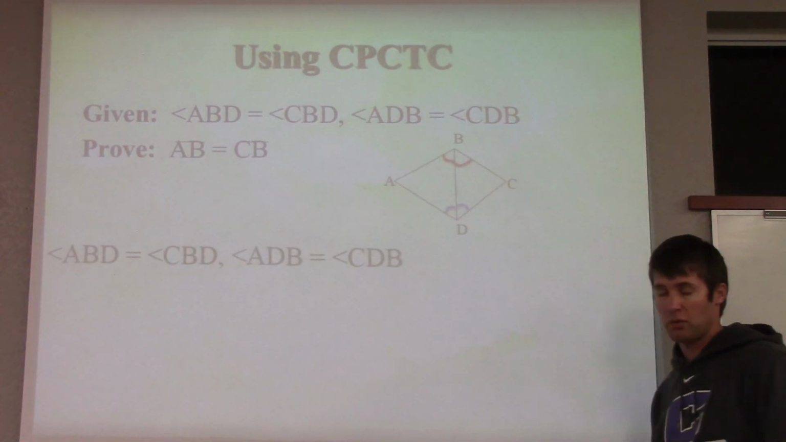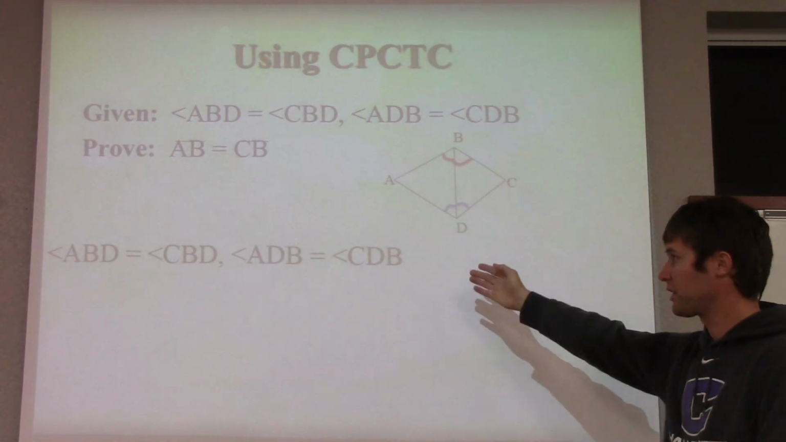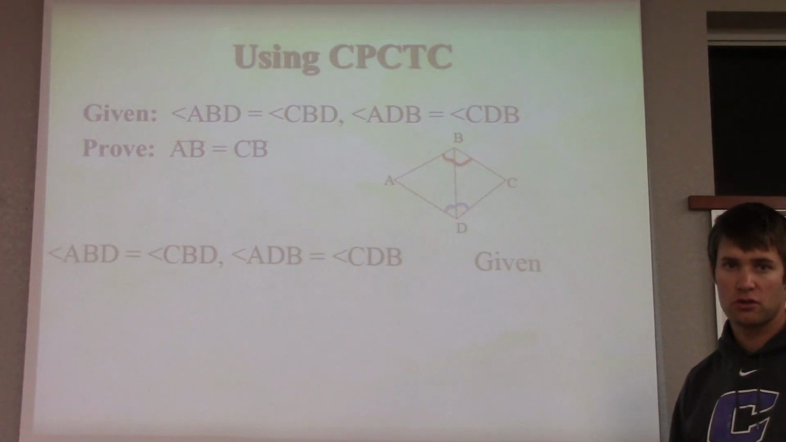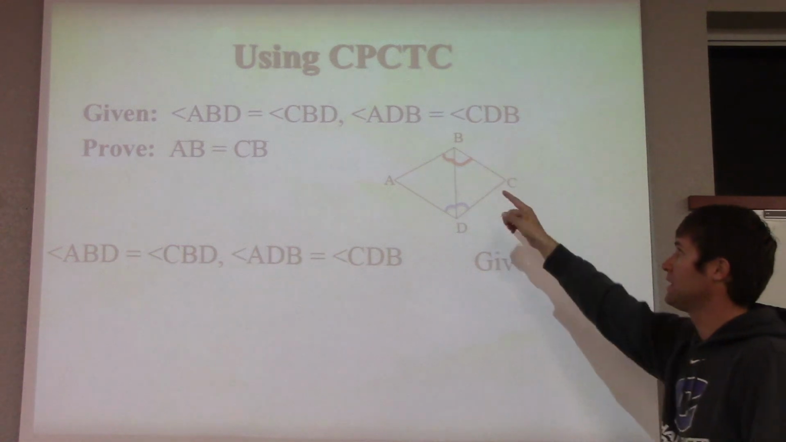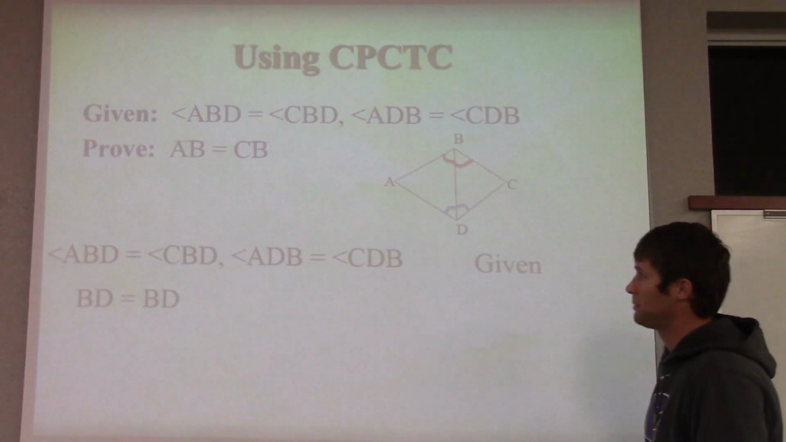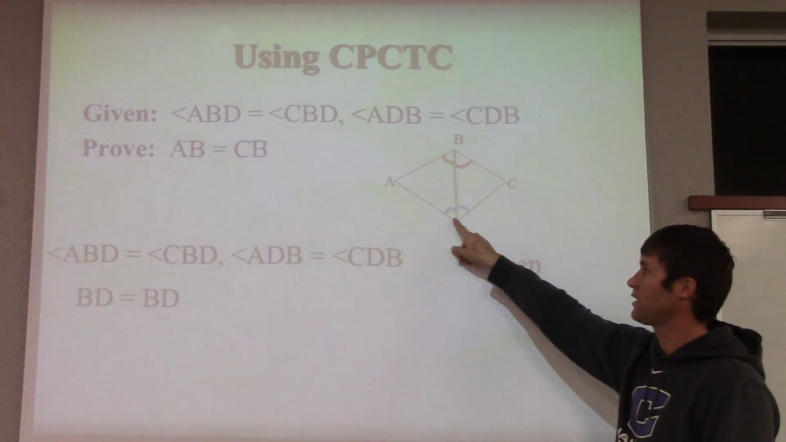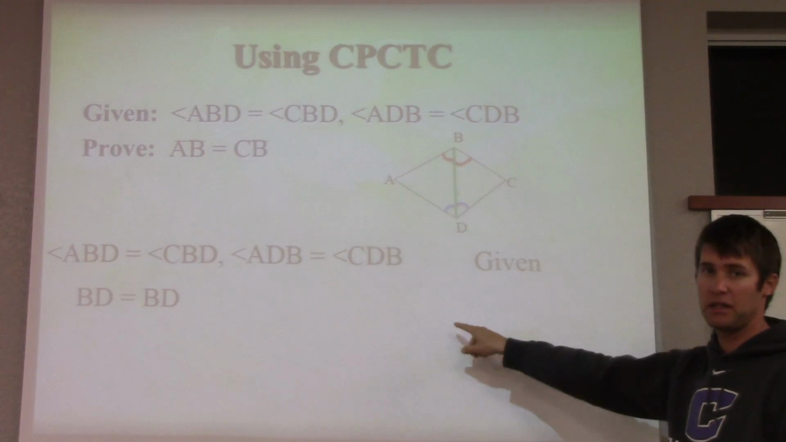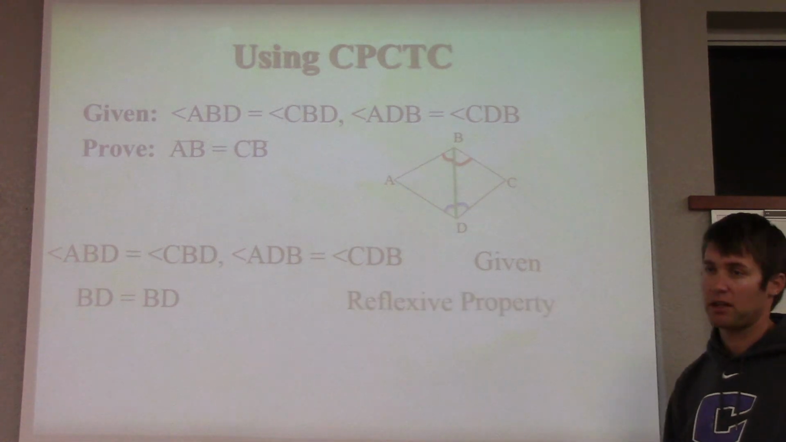Well, we start with our givens. So we know that this is true because it's given to us. Is there anything else that we know is true? Well, we know that BD is equal to BD. This line right here is equal to itself. How do I know that BD equals BD? Because of the reflexive property.